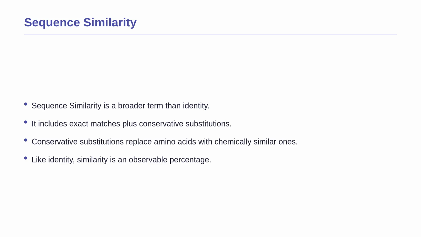Building directly on identity, we have sequence similarity. This is a broader term. It includes all of those exact matches we just discussed, but it also adds conservative substitutions. A conservative substitution is a change where one amino acid is replaced by another that has very similar chemical properties, like size or charge. Because these substitutions usually do not break the function of the protein, we count them. Just like identity, similarity is an observable, measurable quantity that we express as a percentage.